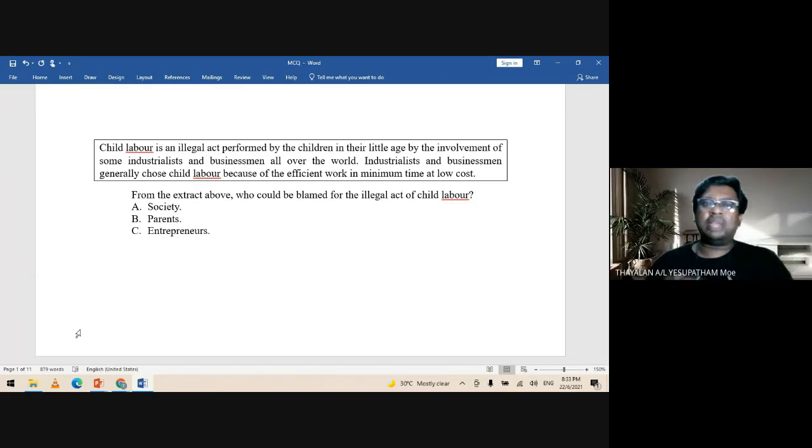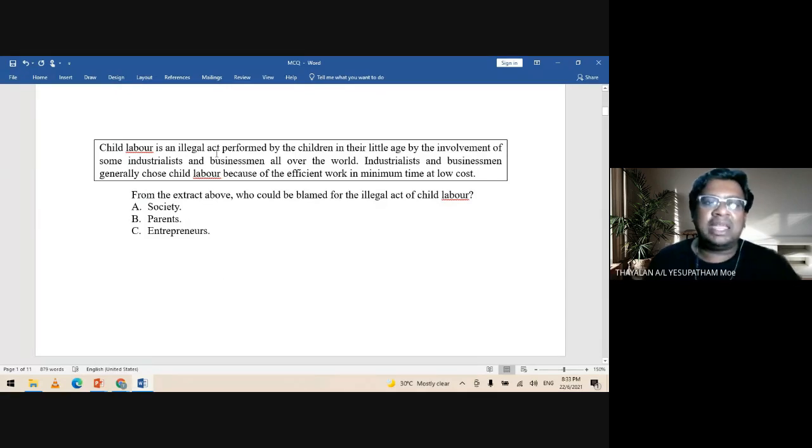Now, look at the question first. We are going to blame someone. Child labor is going on. It is an illegal activity and someone has to be blamed. Now, there are 3 parties: society, parents, entrepreneurs. For that, we need to know what these words mean. Assuming that we do not know what entrepreneurs is, let's look at the text.